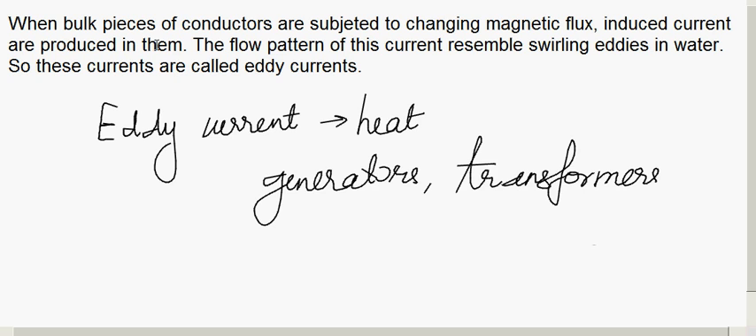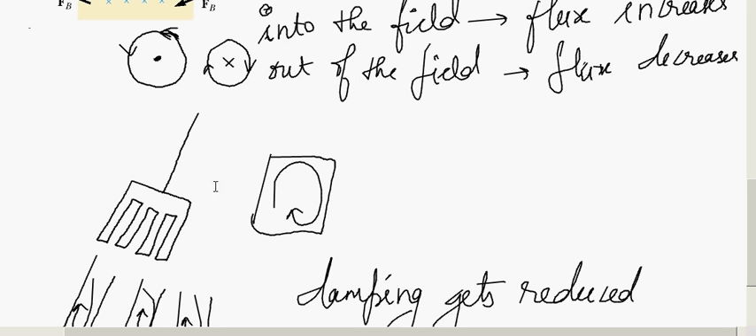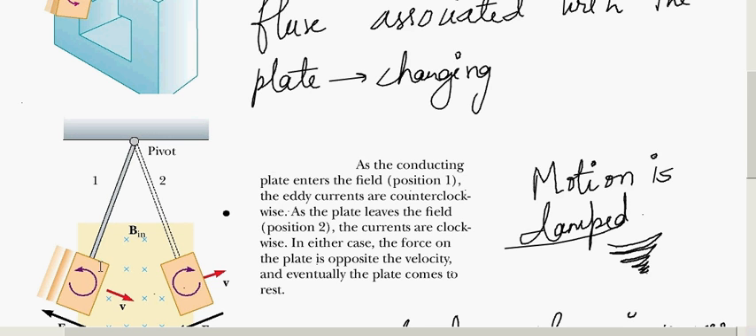Also, if we have a metallic conductor which is moving in the magnetic field, this I have clearly explained in my previous session. Here the conductor is under motion within the magnetic field. It is moving into and out of the field, or it is like a simple pendulum, it is swinging, and in this case the eddy current produces a damping effect, and that damping is called electromagnetic damping.